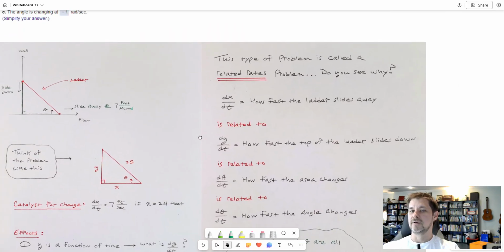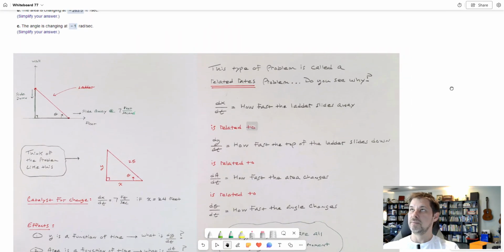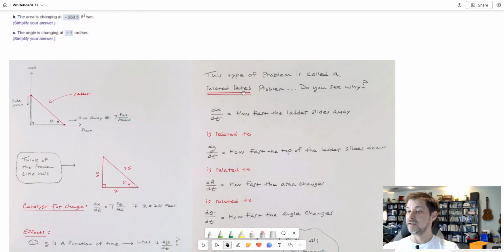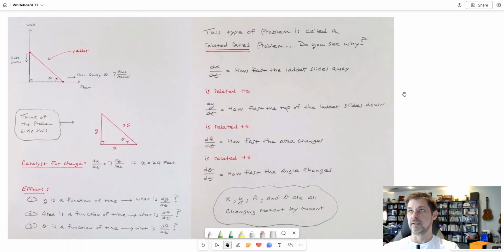All right. Now, just for a little vocabulary, this type of problem is called a related rates problem. Okay, so this is my first related rates problem that I'm showing you this semester. Do you see why it's called related rates? What's a rate? Like a rate of change, like feet per second or square feet per second or degrees per second or something like that. Those are all rates of change. So I can see how they're related.